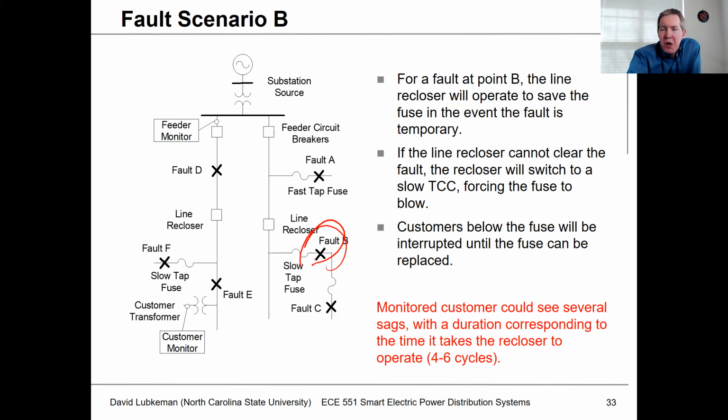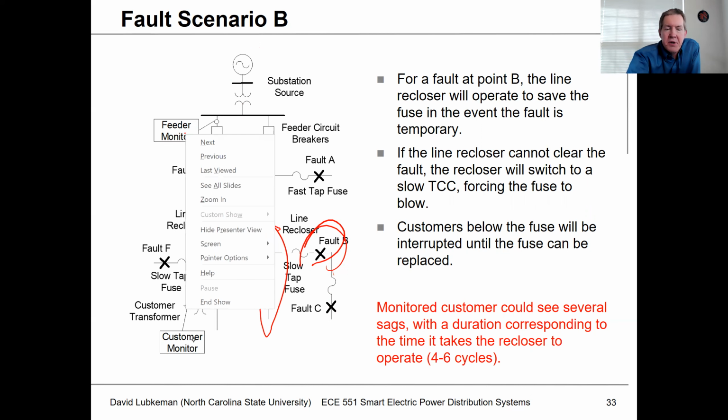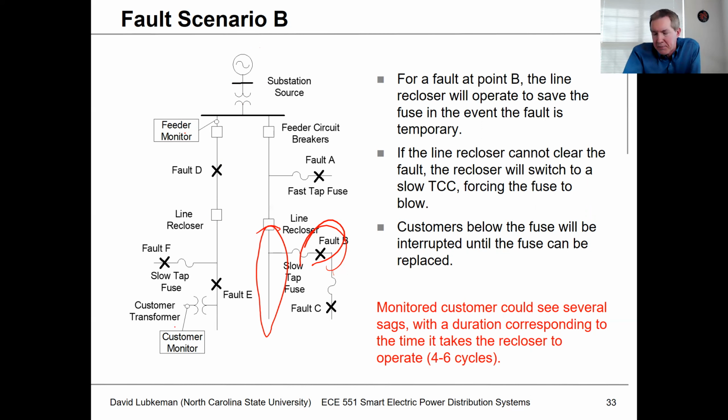If this fuse were to blow, then anybody below here would obviously be out. But keep in mind that as this recloser operates, any customers below that recloser would actually see momentary interruptions. As this recloser tries to clear the fault, maybe after the first time it doesn't work, it might try a second time. We're going to get a large amount of current flow from the source to the point of the fault. That's going to cause a sag at the feeder monitor, which is also going to be seen by this customer monitor.